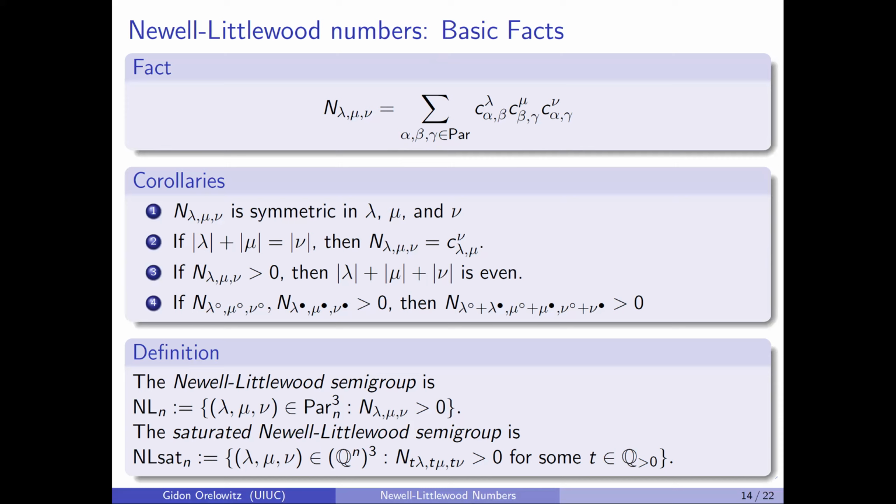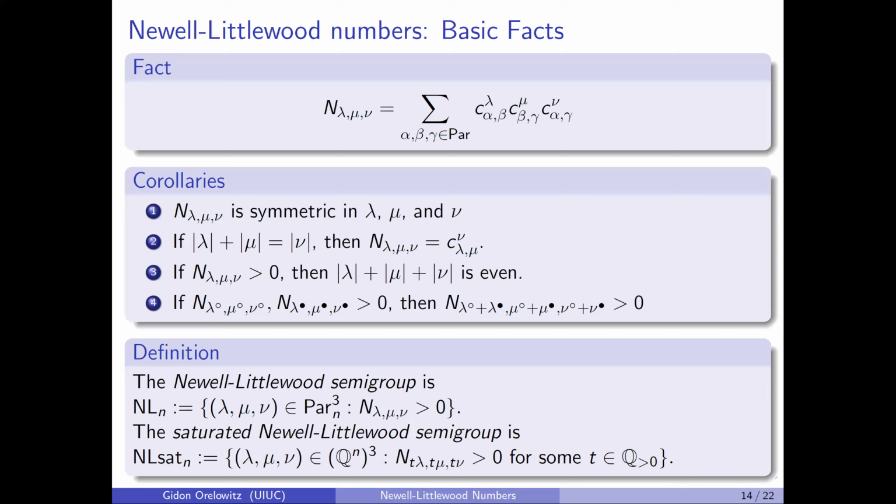And lastly, because these Newell-Littlewood numbers are based on the Littlewood-Richardson coefficients, and those have the semigroup property, the Newell-Littlewood numbers inherit that semigroup property. And so we can again define the Newell-Littlewood semigroup in the obvious way. It's the set of the triples, and we can define the saturated Newell-Littlewood semigroup, similarly, rational partitions that scale up or down to make Newell-Littlewood numbers.